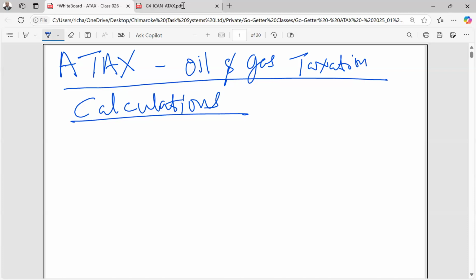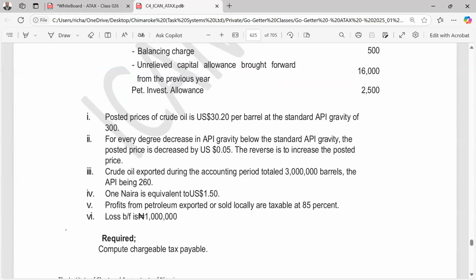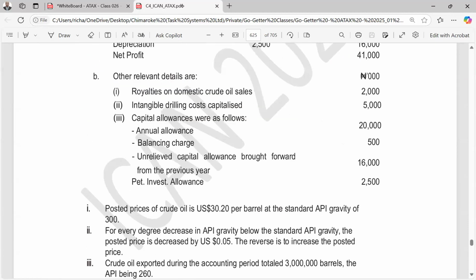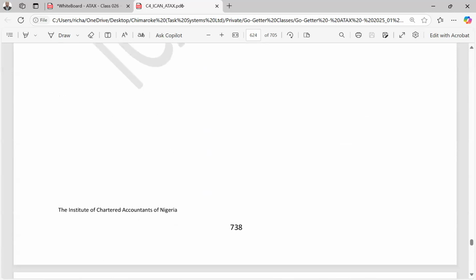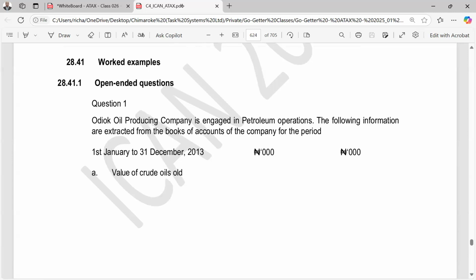All right, so without further ado, let's go straight to the first question we're going to be taking. Let's look at this question here. It's a typical exam type question. Question number 1. Odiok Oil Producing Company is engaged in petroleum operations. Now, let me stop so far. We're reading and analyzing at each line.